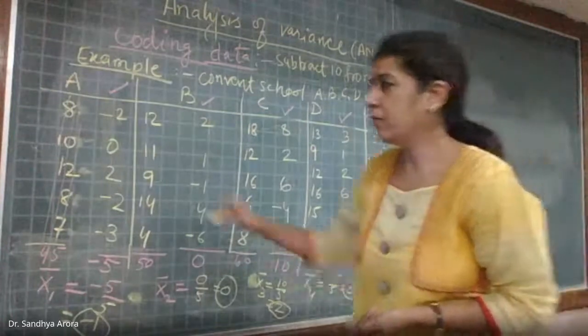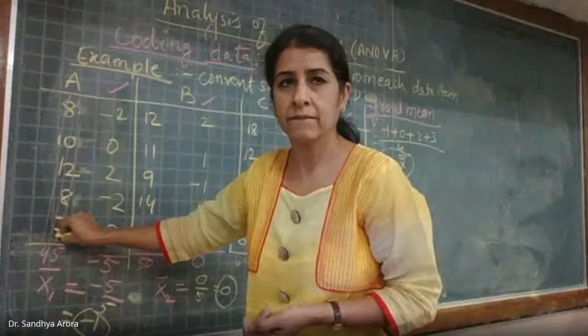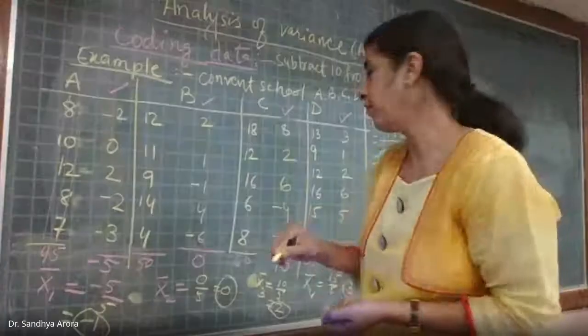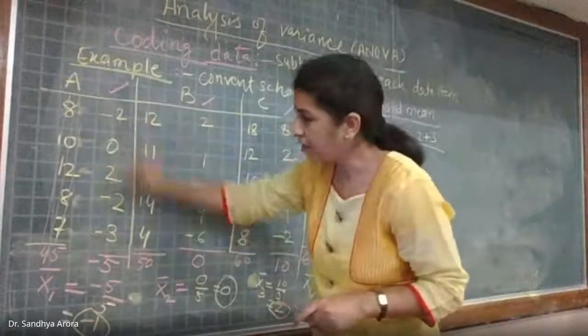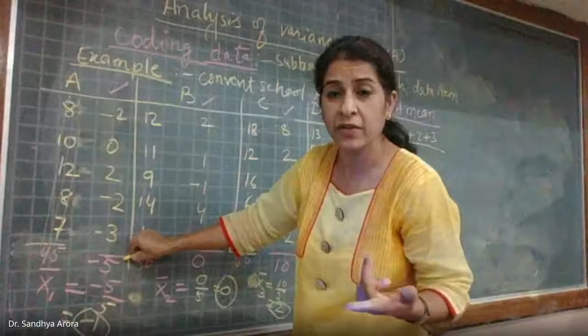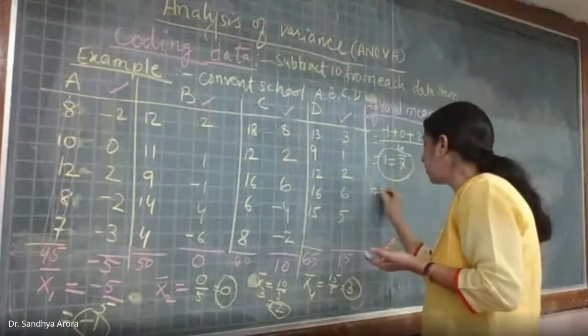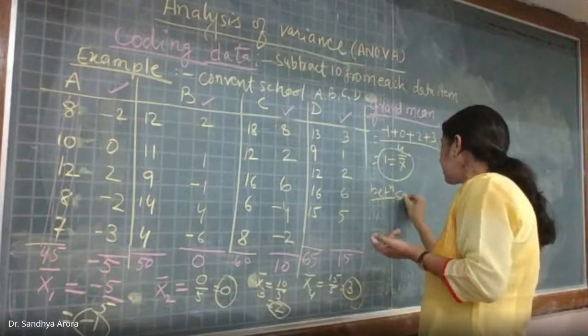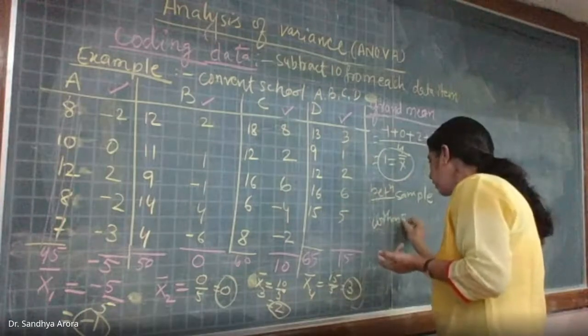Now, you remember when we started with this data, what was our grand mean? It was 11. Now, what is your grand mean? 1 only. Okay, now you can see how much your data items have been reduced. So this will make your computation very easy. Now, from this you can calculate between sample variance, and between samples will also become very easy for you.